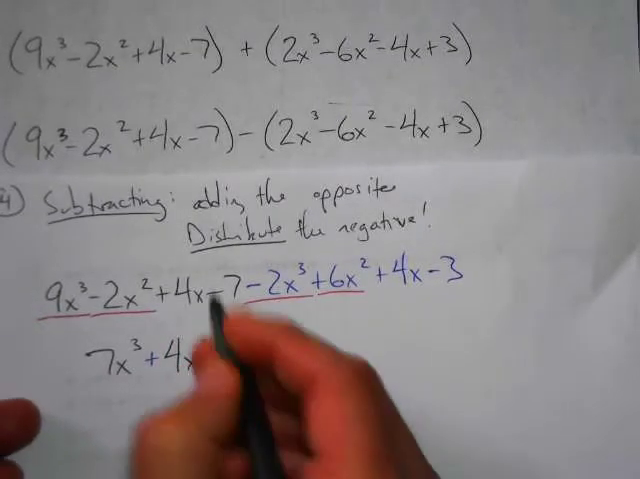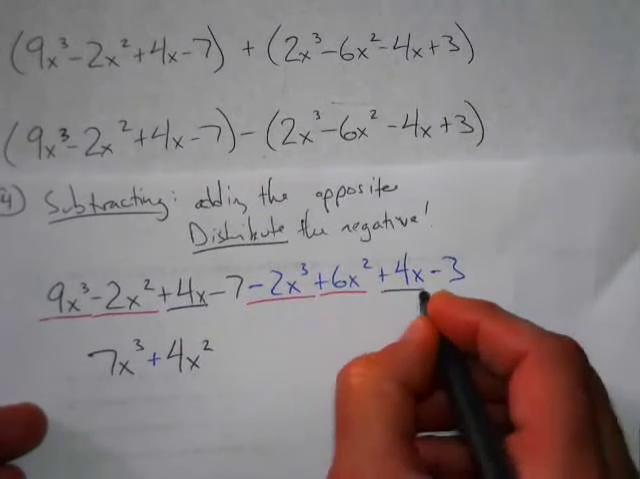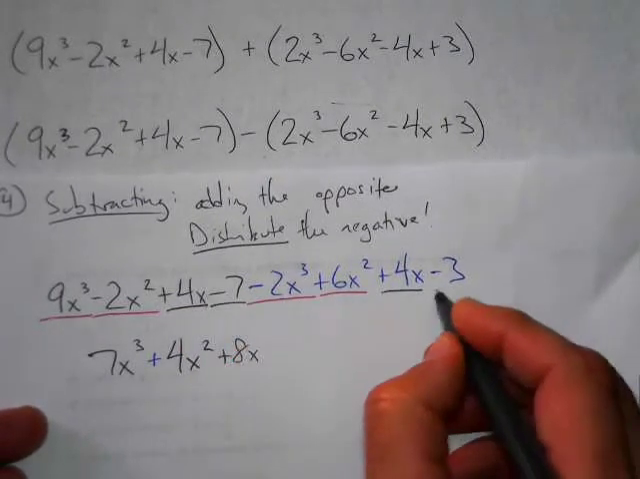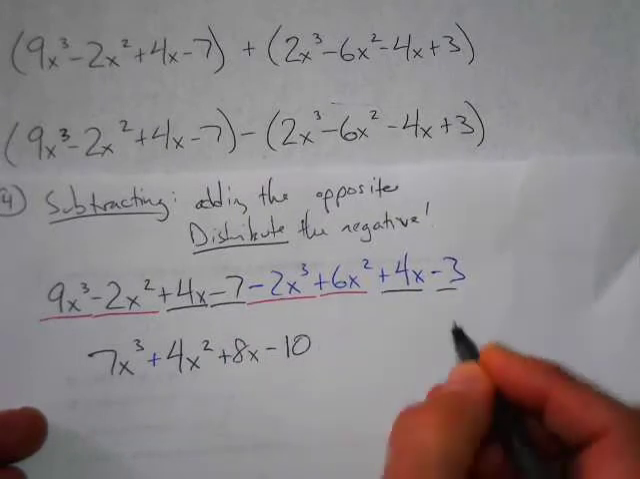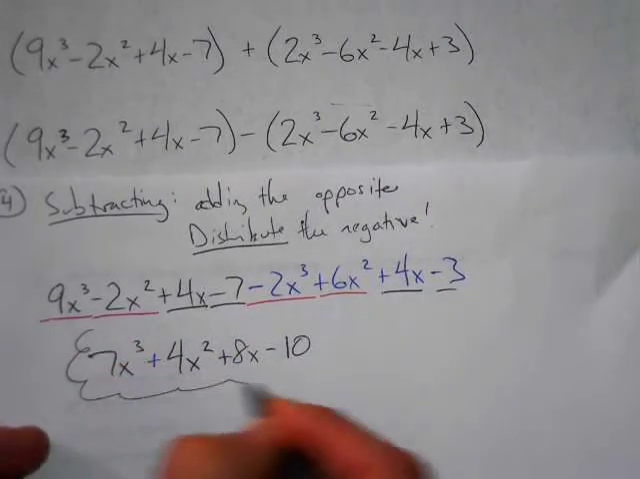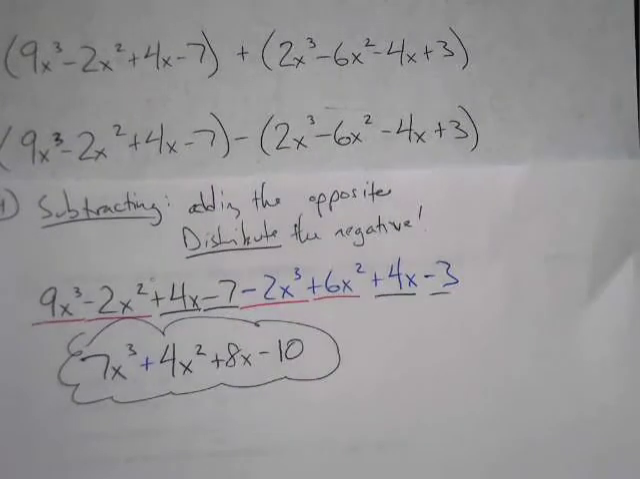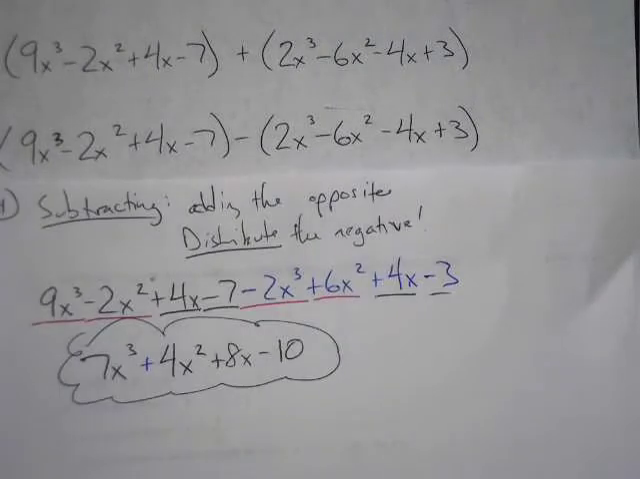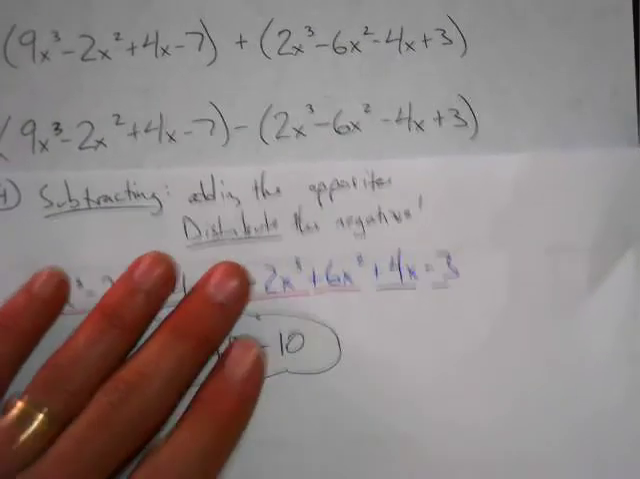And then I have my x's. 4 here, 4 there. That's 8 of them. So 8 x's and my 1's. Minus 7, minus 3, that's minus 10 of them. So when I subtract these two polynomials, I have this expression. Remember what happened when we added them? We had one expression, and when we subtract them, we have a completely different one. Because subtracting is adding the opposite.